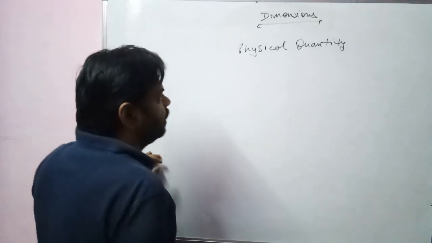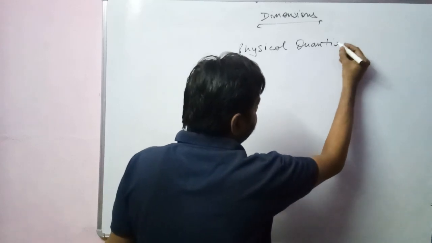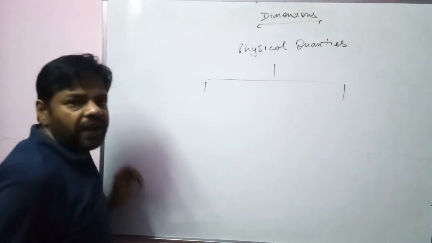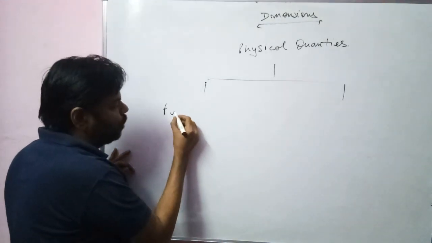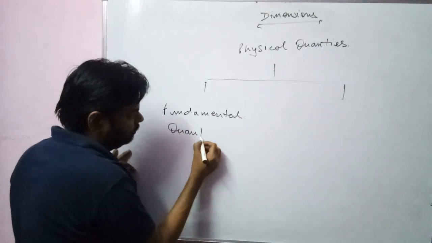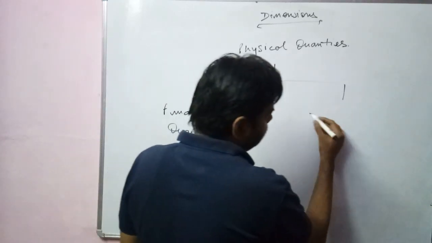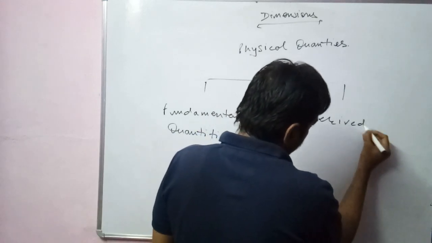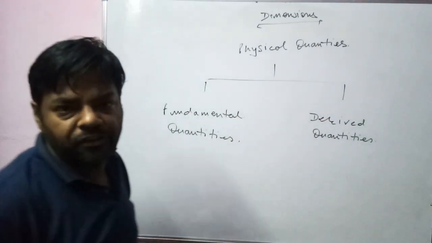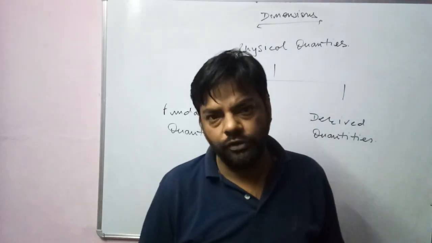Now, the physical quantities are classified into two. The first one is the fundamental quantities, and the second one is the derived quantities. All the physical quantities are categorized into two: the fundamental quantities and the derived quantities.